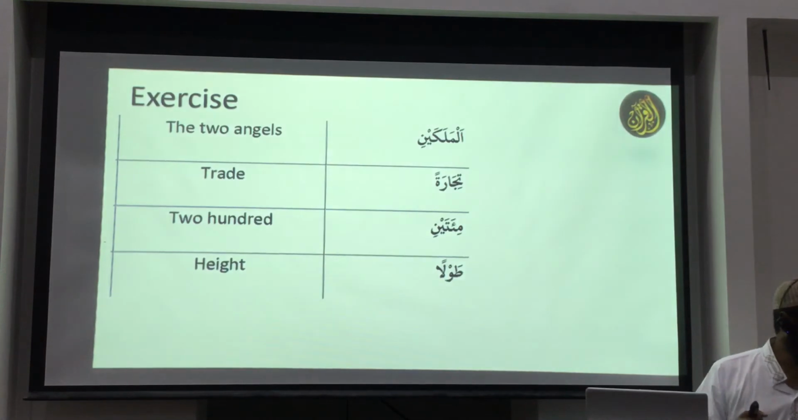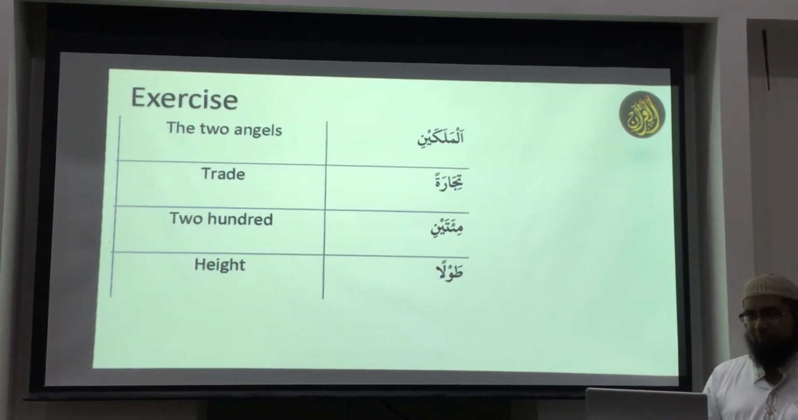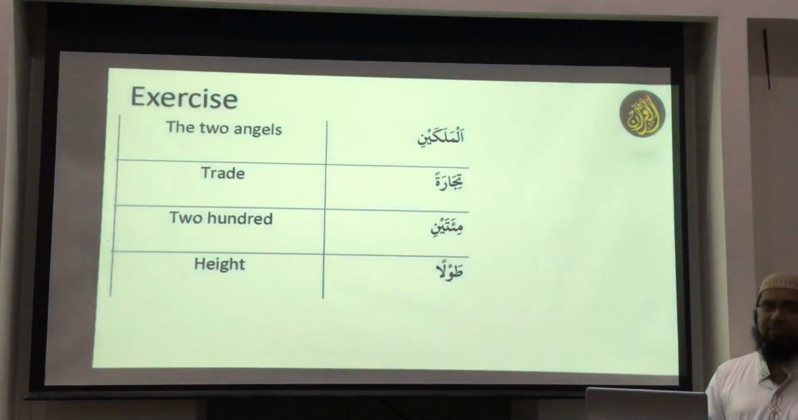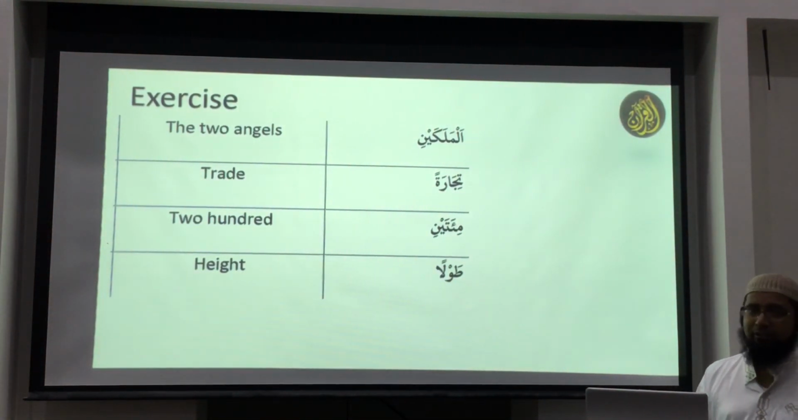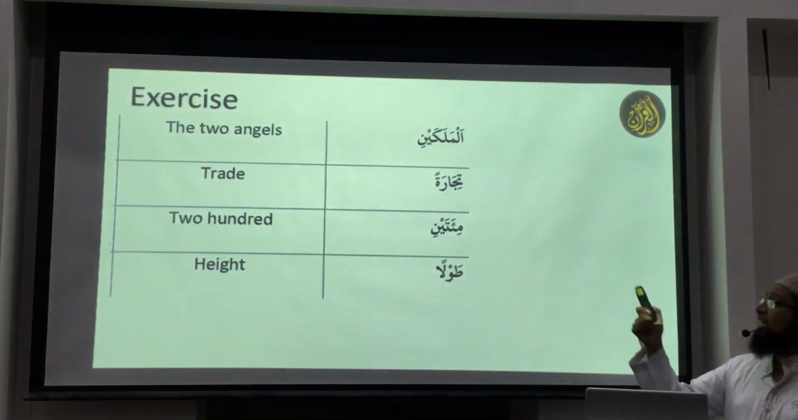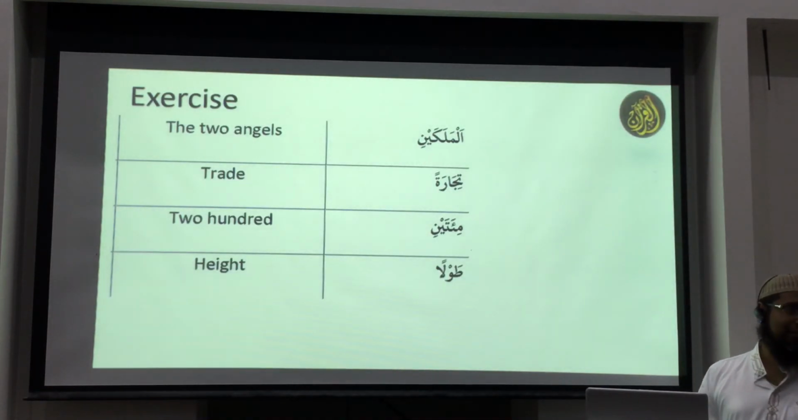So obviously, it is dual, that is the number. Is it Rafa, Nasab or Jar? Jar. Al-Malakai. No, it could be Rafa also. Ani or Aini. It could be Nasab or Jar. Okay. Now, is it feminine or masculine? We said angels are always considered as masculine. Okay, as masculine.